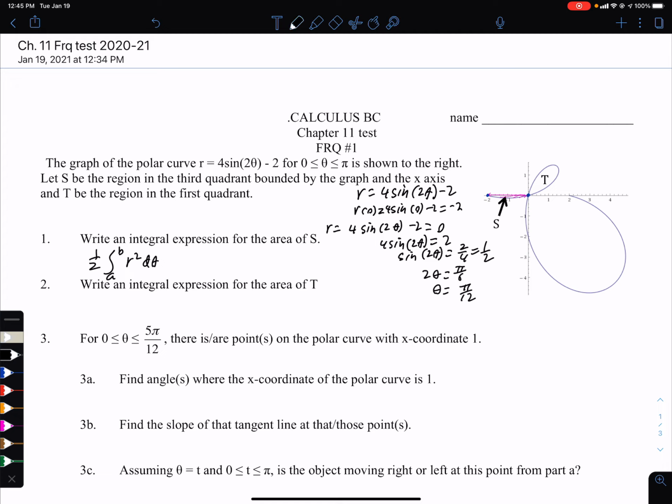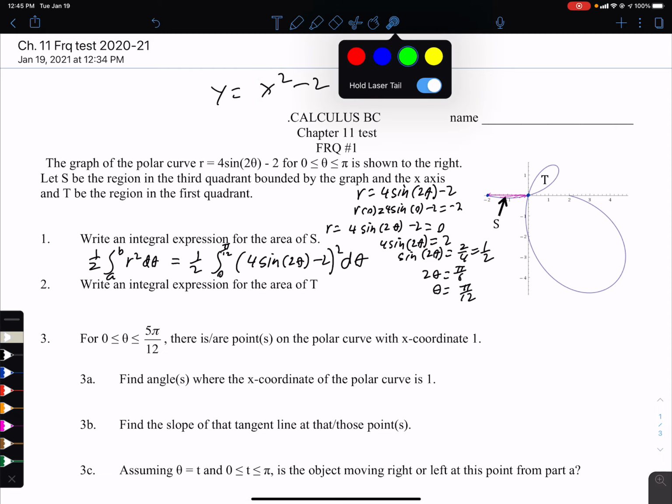So for part 1, it's going to be 1/2 the integral from 0 to pi over 12 of my r, which is 4 sine 2 theta minus 2, squared d theta. Now be careful about leaving r squared. This r is general. It's not specific to this function. It just gives you a bunch of r's. That's like if you had y equals x squared minus 2. That's a general term for y. It's not specifically for this function.